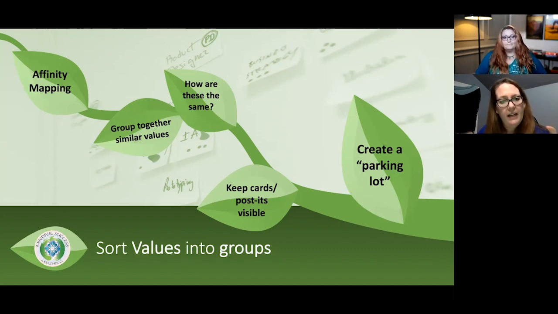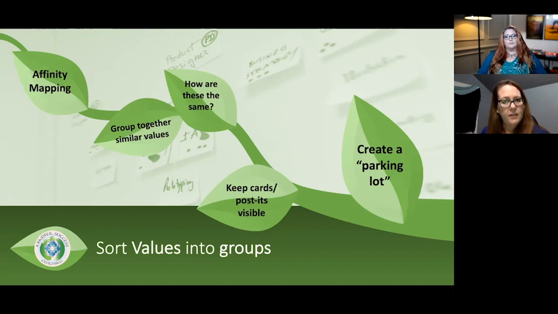If you find that you have a value or two that don't fit into a group, put that in a parking lot, set it off to the side for the moment. Then you can kind of step back, look at all of the cards laid out and decide where it should go. So we're just going to give you a few minutes right now for you to go through that process.